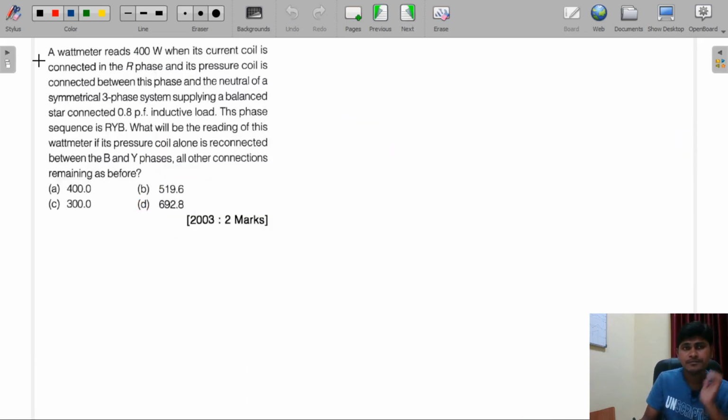Coming to this problem, a wattmeter reads 400 watts when its current coil is connected in the R phase and its pressure coil is connected between this phase and the neutral of a symmetrical three-phase system supplying a balanced star connected 0.5 power factor inductive load. The phase sequence is R Y B. What will be the reading of this wattmeter if its pressure coil alone is reconnected between the B and Y phases, all other connections remaining as before?